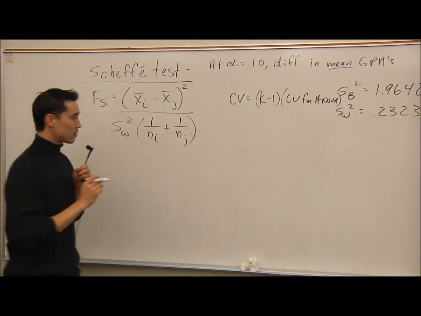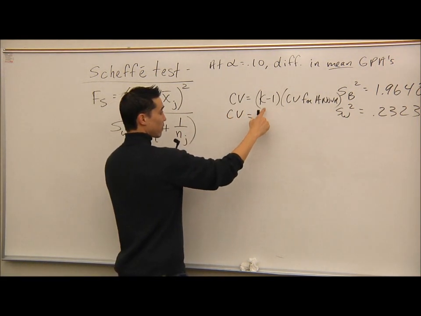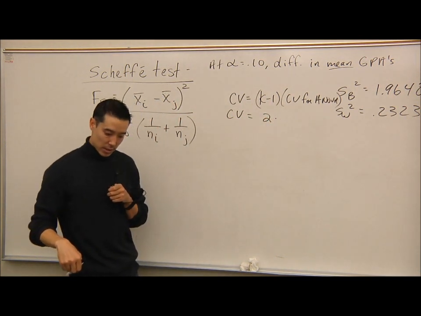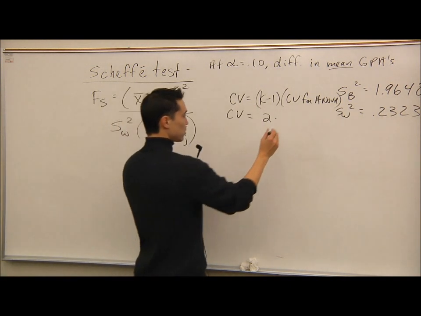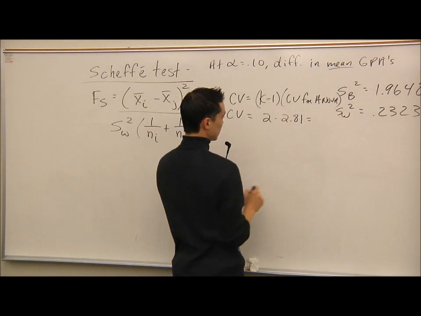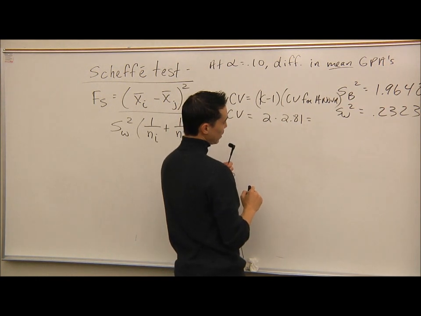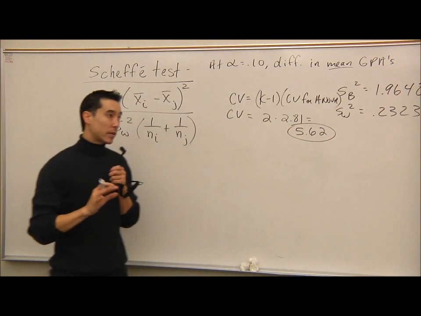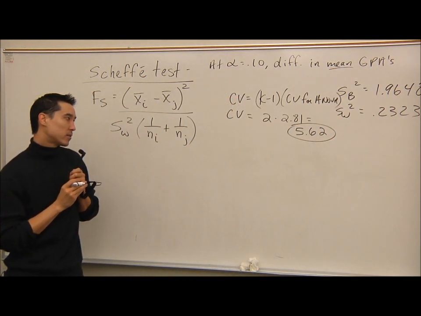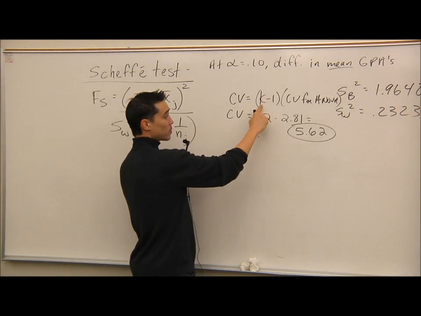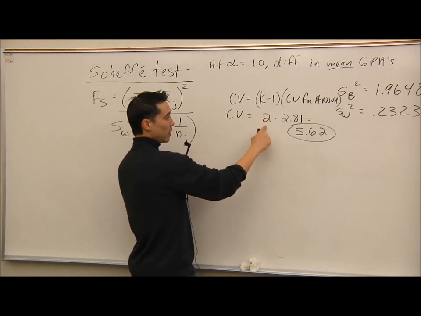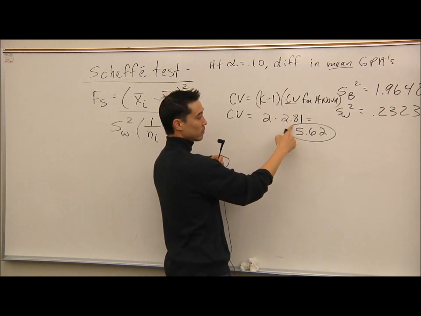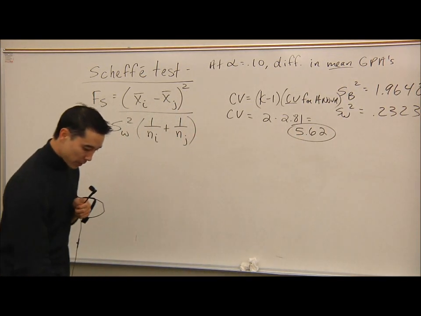All right, so let's do the critical value first. So there were 3 groups minus 1, so it's 2 times the critical value for the ANOVA test we just did, which was what, 2.81, right? So 2 times 2.81, which is, can we do that in our head? 5.62. So your Scheffé critical value is going to be 5.62. And again, where did this come from? Number of groups minus 1, which is 2, because there are 3 groups. And the critical value we already found for the ANOVA test, which was 2.81. So 2 times 2.81 is 5.62, okay?